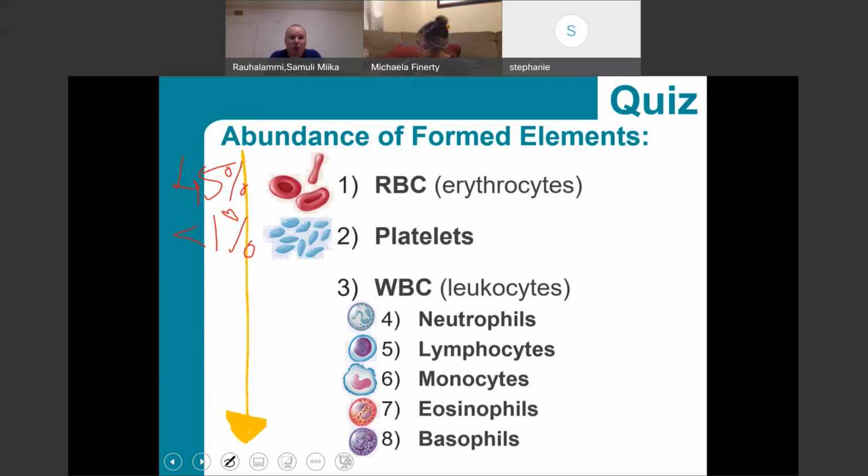White blood cells are also less than 1%, but they will ask you to list each different type of white blood cell as well in the order of how common they are.